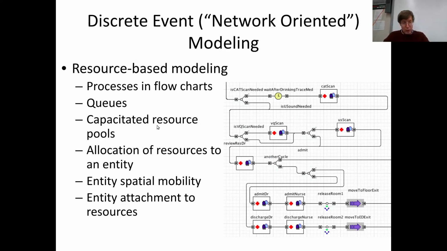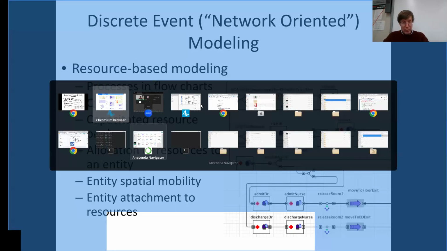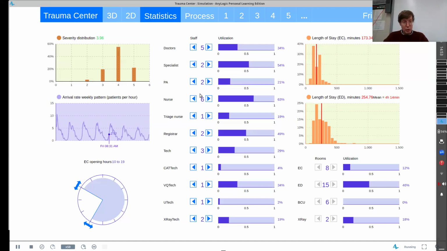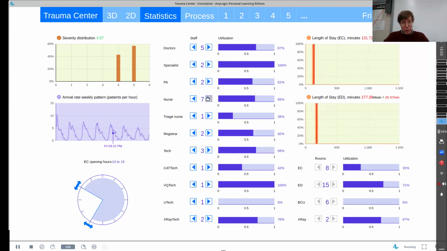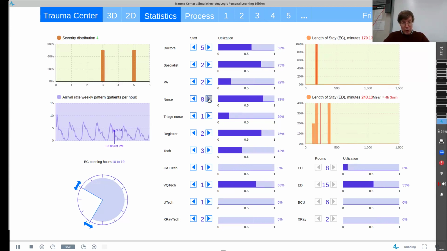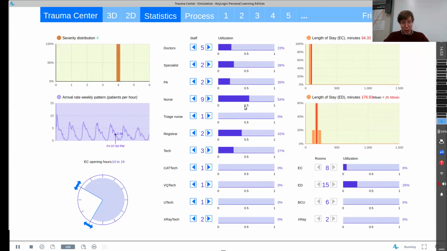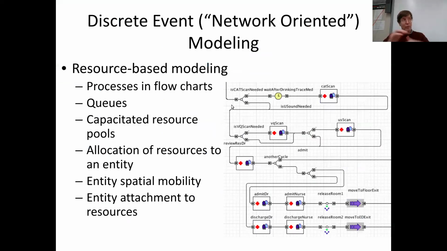There are limited resources. We saw that here. We have a certain number of nurses, a certain number of physician assistants, a certain number of specialists. And if we were to increase the number of nurses, for example, we would expect to see a lowering of their utilization, the fraction of their time that they are utilized, because there's more to go around to handle the work.